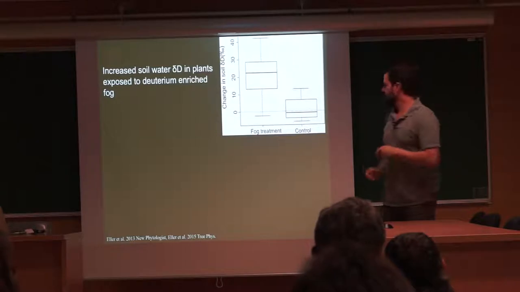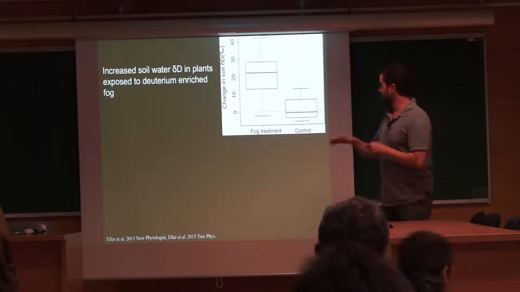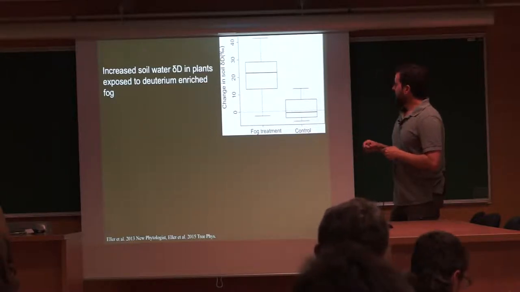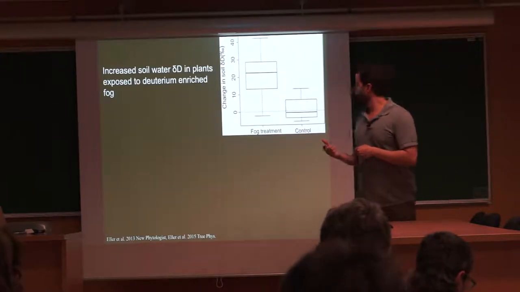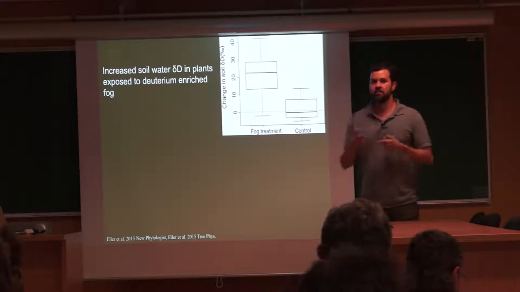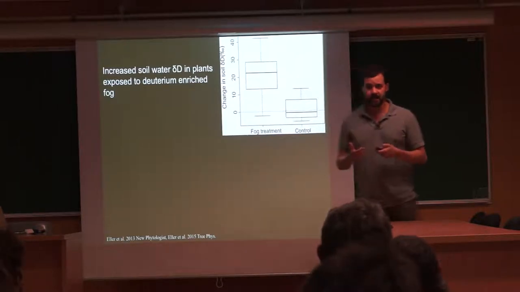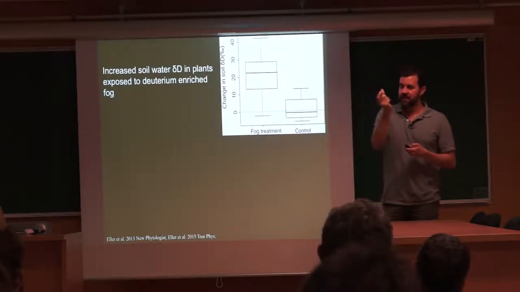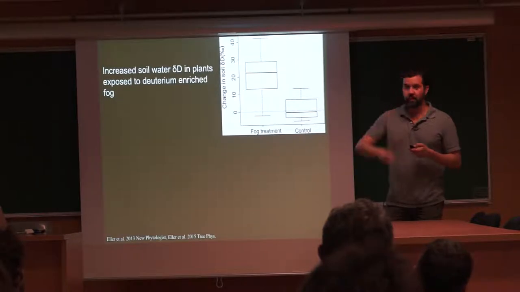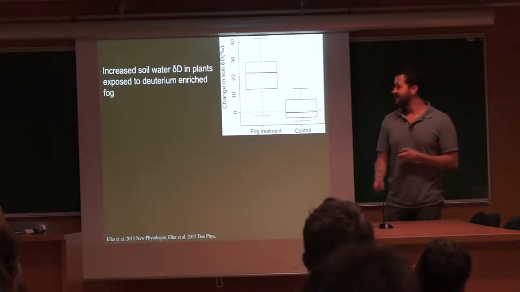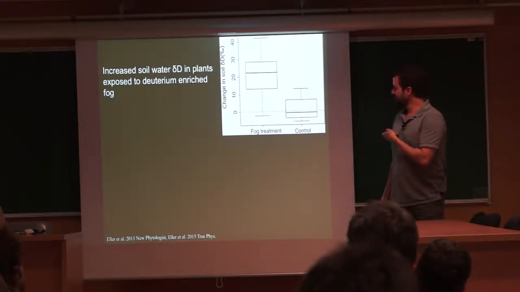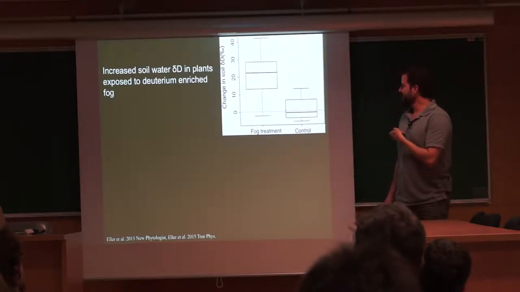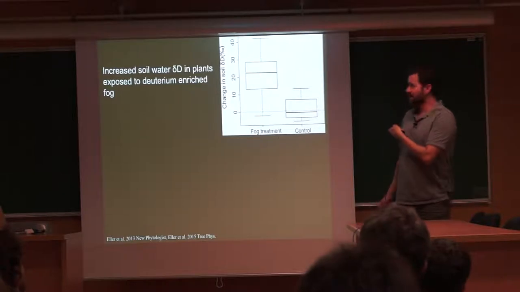covered with plastic. And we also did a tracing experiment using isotopes. So basically we exposed these plants to a deuterium enriched fog. And then we traced this fog water all the way to the roots in the soil, okay? And this is just showing the changes in the isotopic composition of soil water for plants that receive this enriched fog and for control plants.